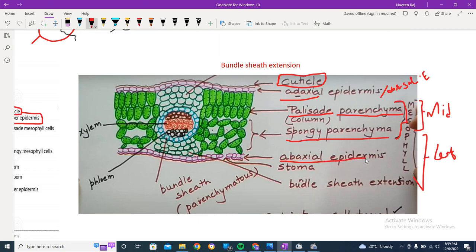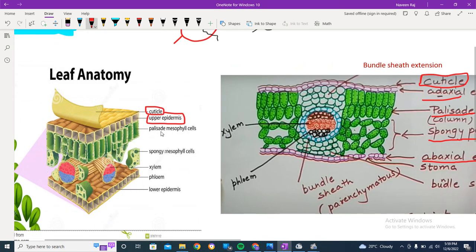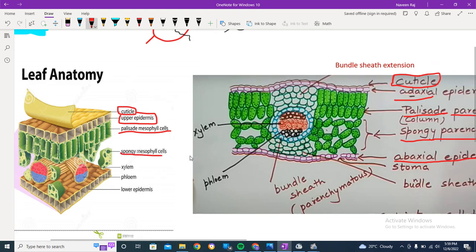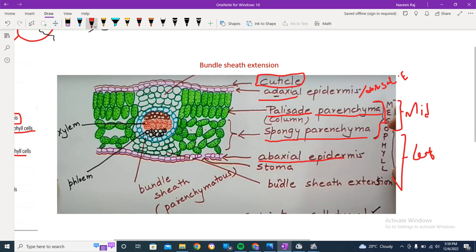Now I do hope that this image is clear. Like palisade mesophyll cells and the spongy mesophyll cells. We are done with it. This is our mesophyll layer. Now we have got the abaxial epidermis.